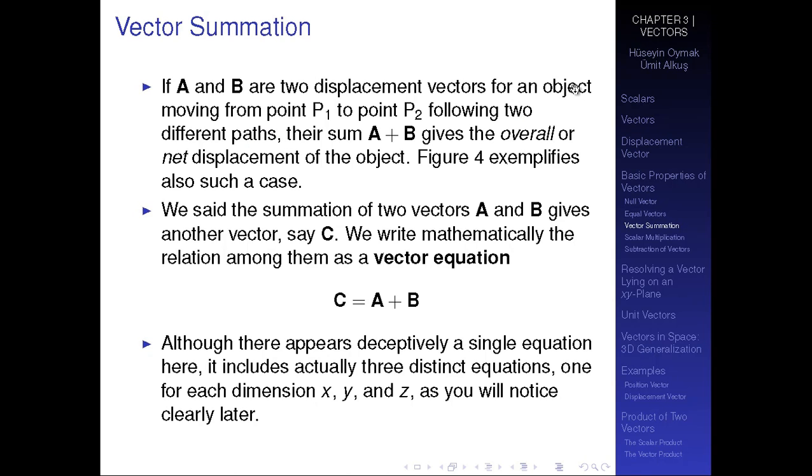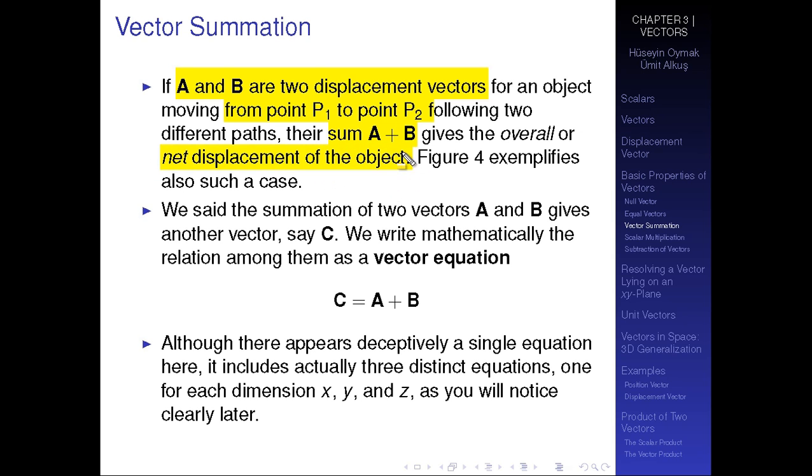For the following discussions, please look at figure 4 in the previous page. As an example, if A and B are two displacement vectors of an object, moving from point P1 to point P2, their sum A plus B will give the overall or net displacement of the object.